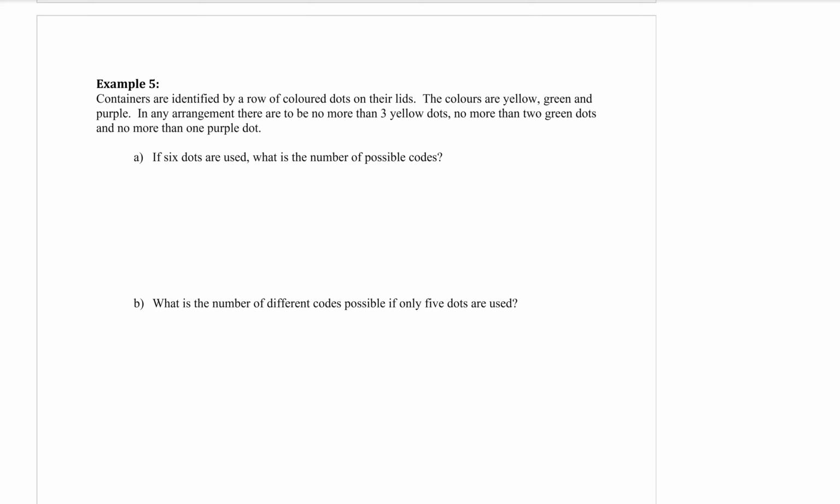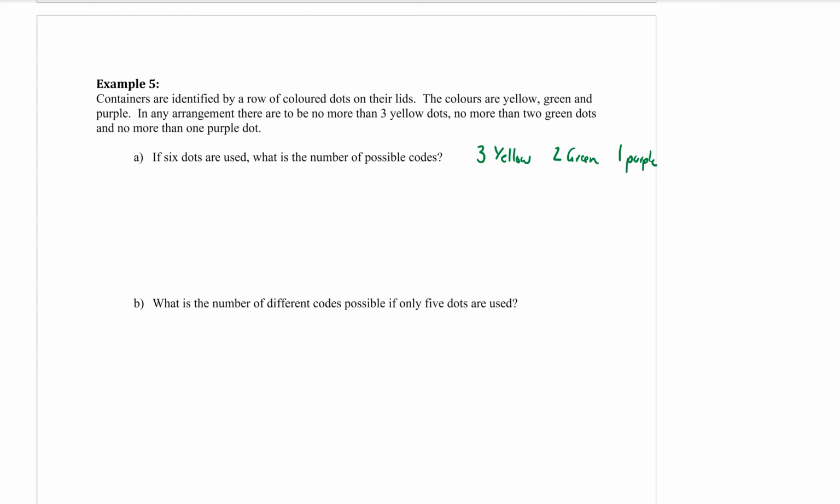So it says, containers are identified by a row of coloured dots on their lids. The colours are yellow, green, and purple. In how many arrangements are there if there are to be no more than 3 yellow dots, no more than 2 green dots, and no more than 1 purple dot? I'm going to write that. I can have 3 yellow, I can have 2 green, and I can have 1 purple. I can't go any more than that.